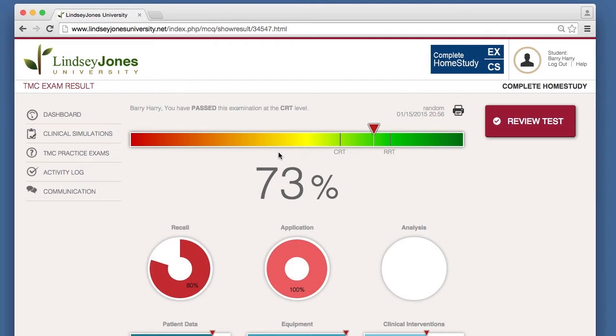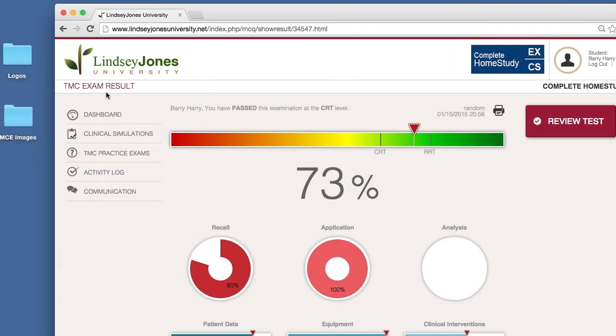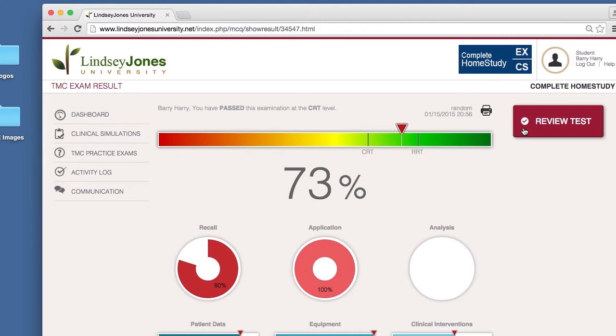And so what you see here is that I have completed a TMC exam, and in this case I only did 15 questions, but whatever question length you do, you end up in a score screen like this. And I want to show you how to review this and then how to review the exam itself. So right now it looks like I got a 73% on the exam.